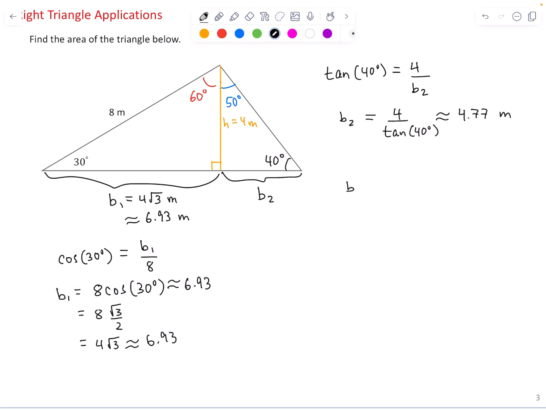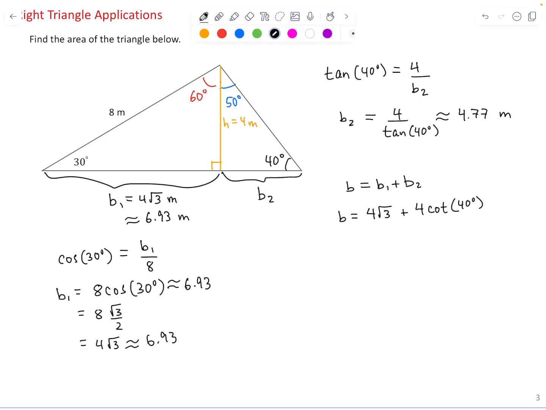So the entire base of the given triangle was the sum of b1 and b2. And if you want to be precise, do not use the rounded versions. So b will be found by doing b1, and b1 in exact form is 4 radical 3, plus b2 in exact form, which is 4 over tangent 40 degrees, which I could also write as 4 cotangent of 40 degrees.